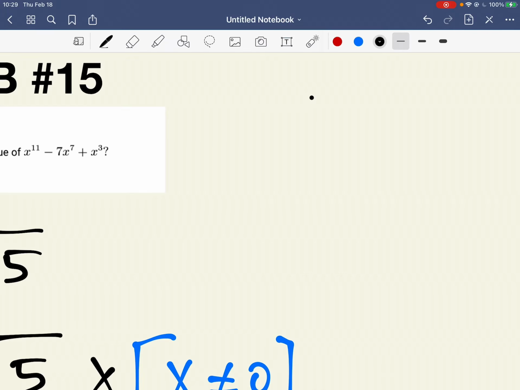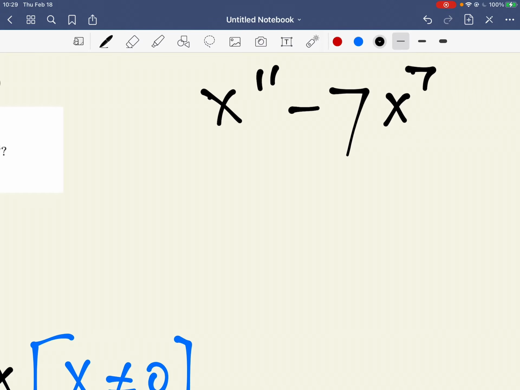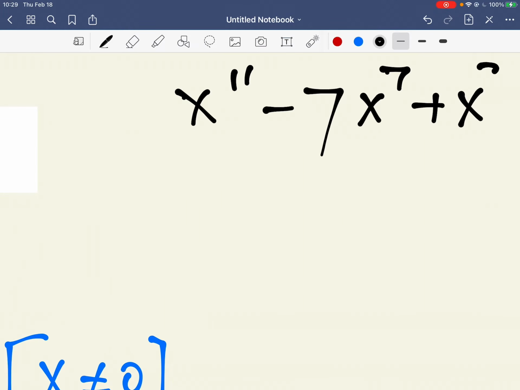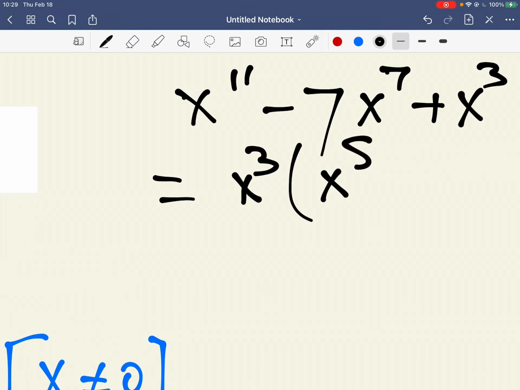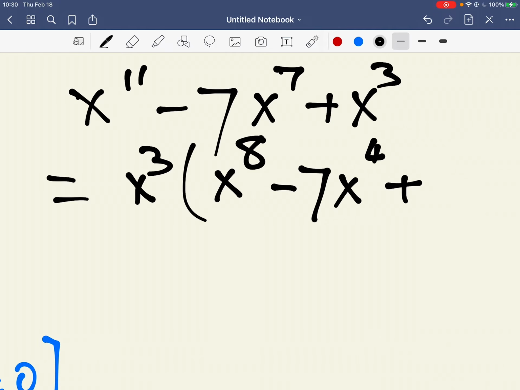Let's see what the expression is asking. It is asking for x to the 11th power minus 7x to the 7th power plus x cubed. The first thing I notice is to factor it, because it is factorable: x cubed times x to the 8th minus 7x to the 4th plus 1. We know that x cubed is not necessarily hard to calculate, and we can calculate x to the 8th and x to the 4th because it's a power of 2, and we can calculate that easily by squaring every term.